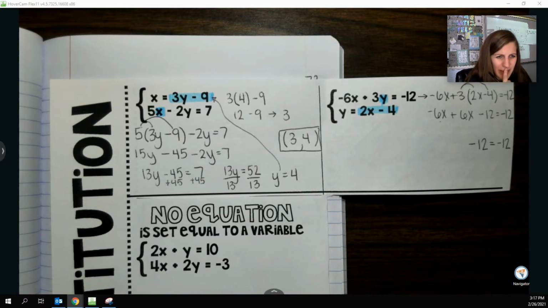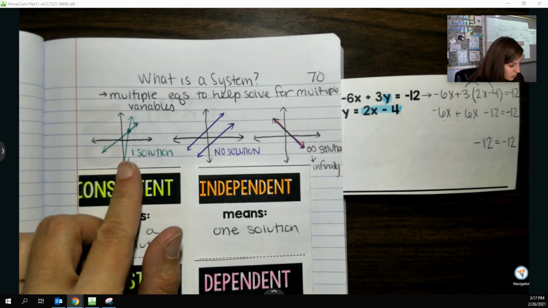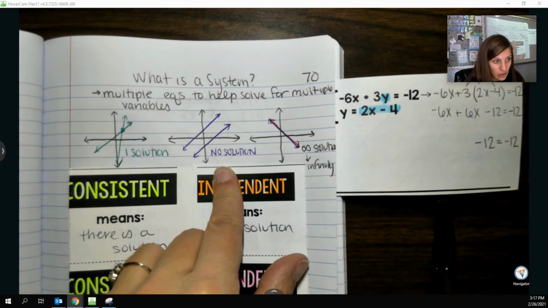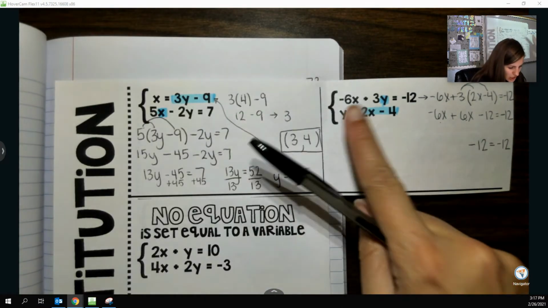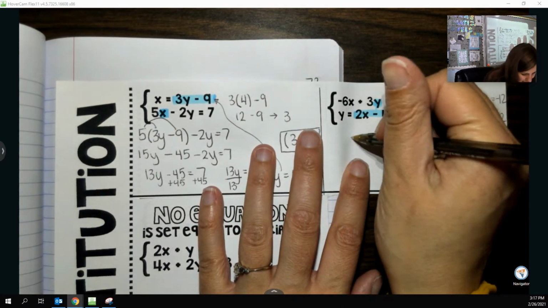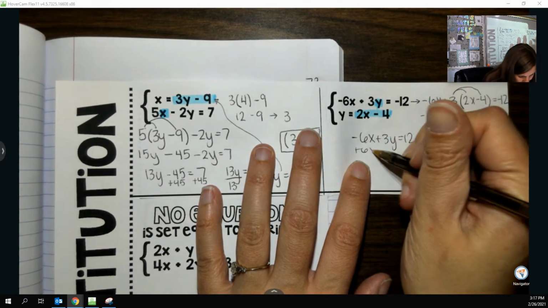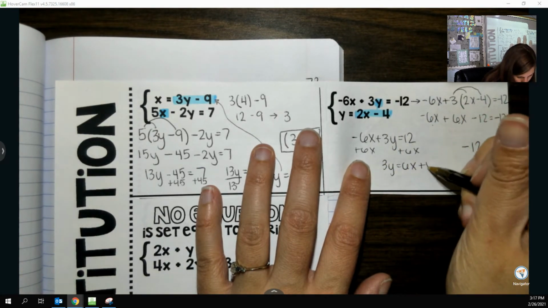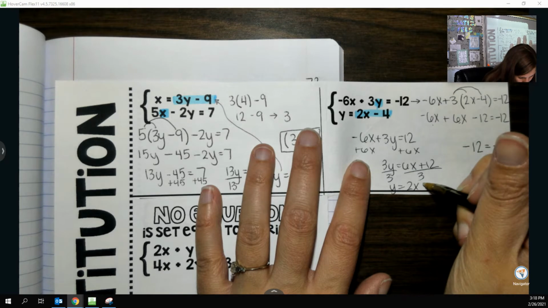So if there's no x for me to solve for, that kind of makes me feel like maybe we don't have a solution. Like if you remember, there were 3 things that could happen. One solution, no solutions, or infinitely many solutions. So if we actually take a look, this is in y equals mx plus b. If I take that top equation and rewrite it in y equals mx plus b, so like add the 6x, and then divide by 3, I end up with y equals 2x plus 4.